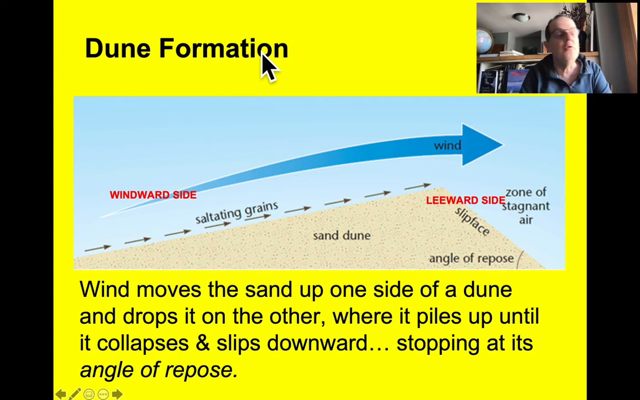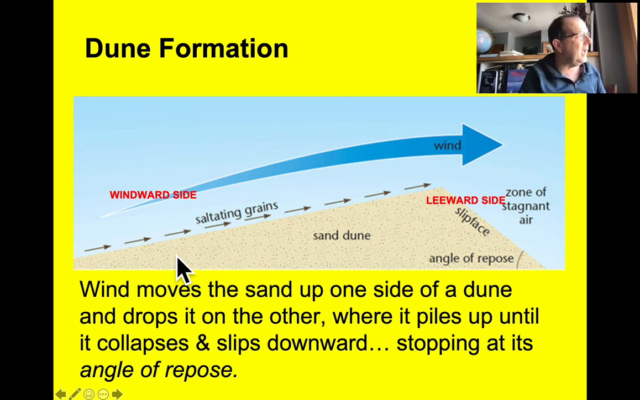So here's how a dune forms. Wind moves up this one side, saltating, bouncing, bouncing, and slips down the front. And then here is what they call a zone of stagnant air. Here's the angle of repose. If the angle of repose gets too steep, it slips down. So dunes form in this way, both at the beach and in deserts.